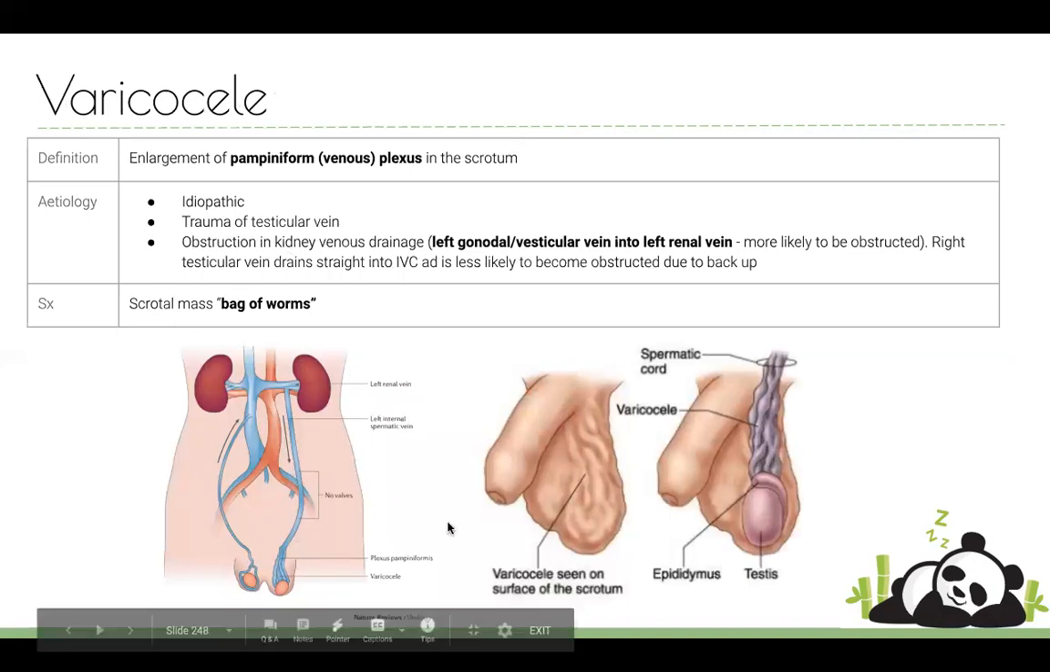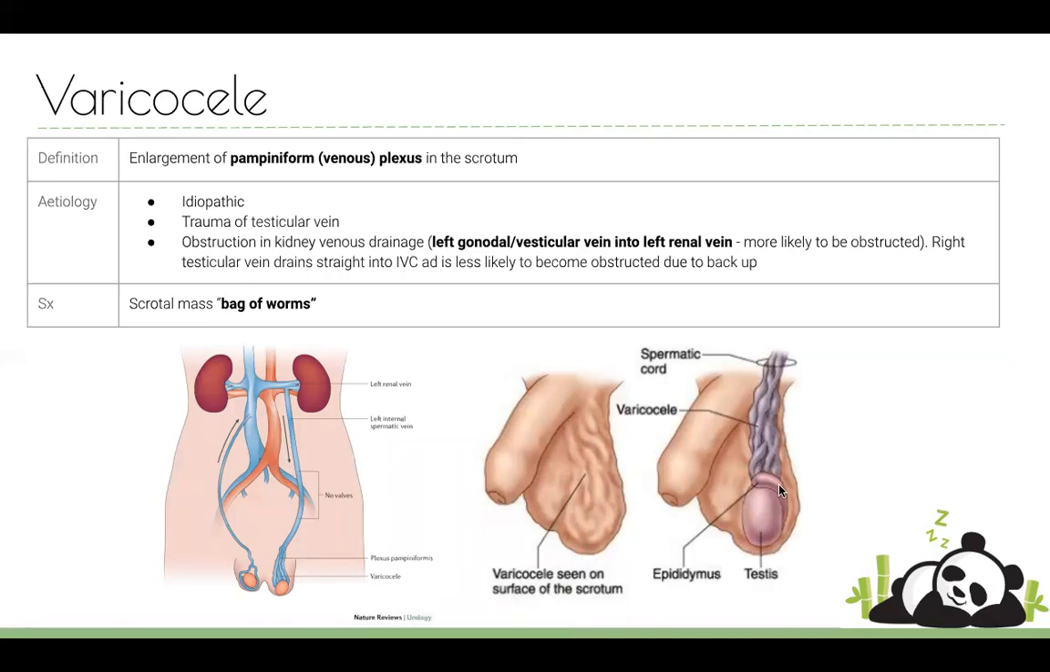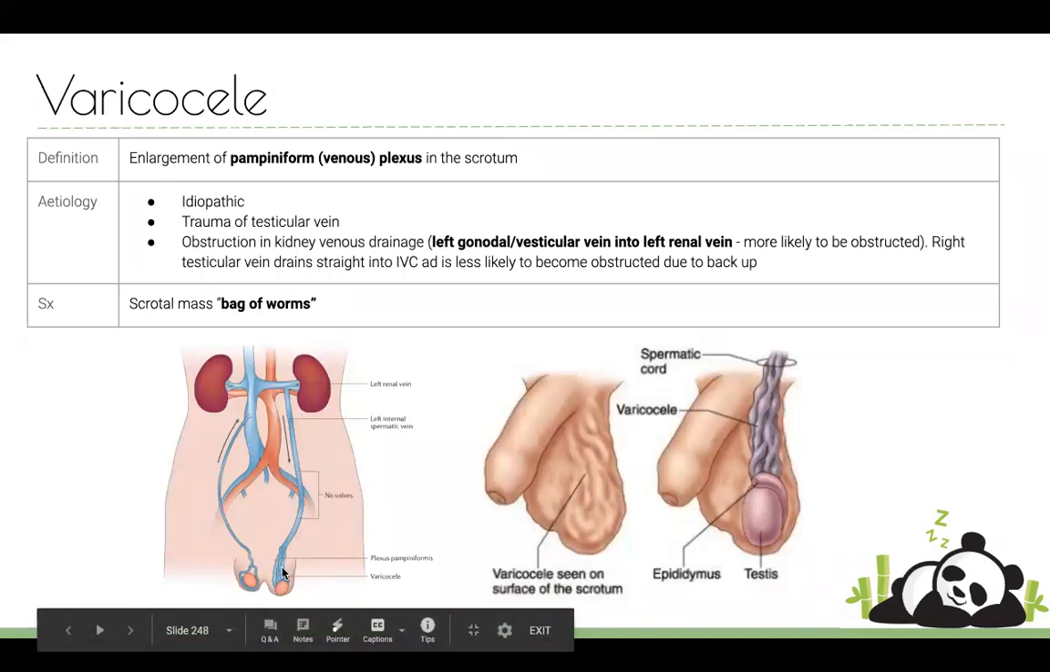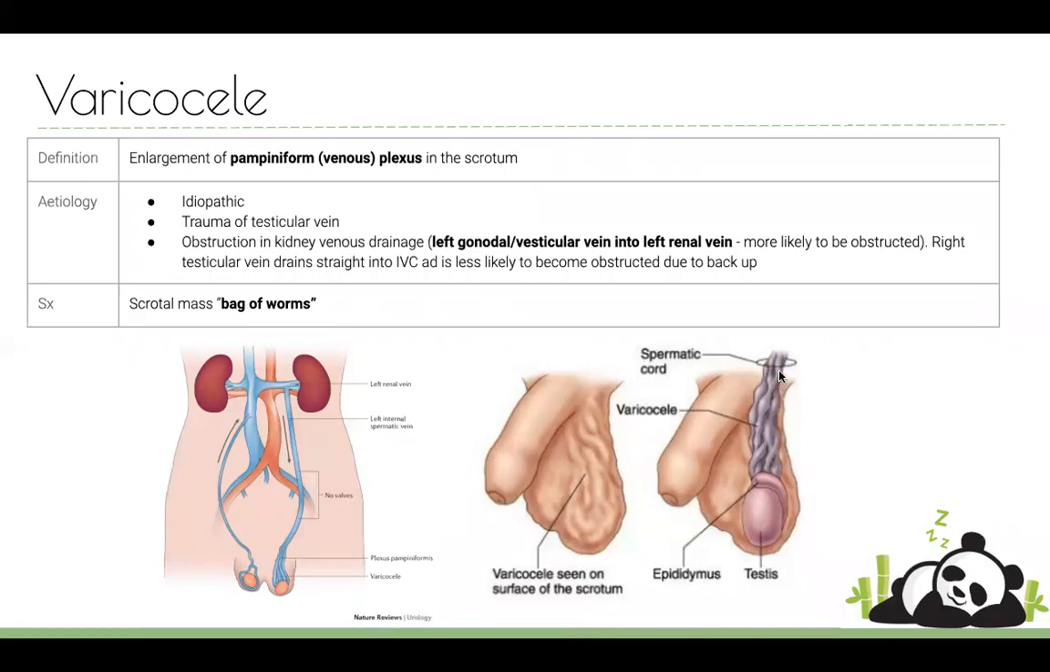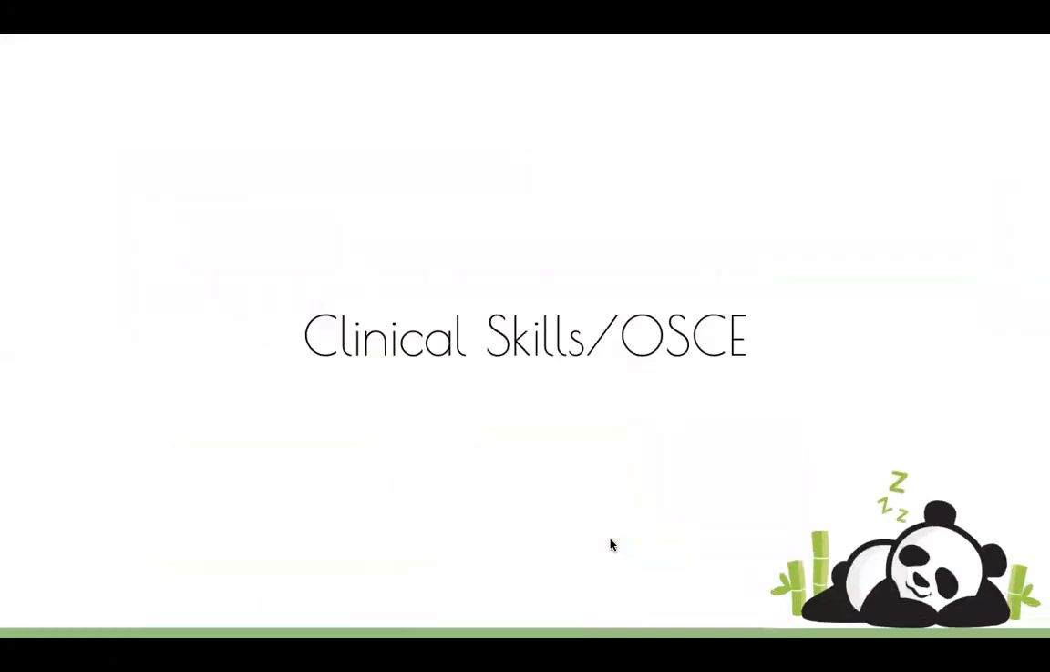Varicocele is enlargement of the pampiniform or the venous plexus in the scrotum, which drains the testes. It can be idiopathic, but it can also be due to obstruction in the kidney venous drainage. That's why it happens in the left testes more, because the left gonadal vein drains right into your left renal vein rather than going into your IVC on the right side. The key word here is bag of worms, because you will feel it and it looks like a bag of worms. Great, clinical skills and OSCE.